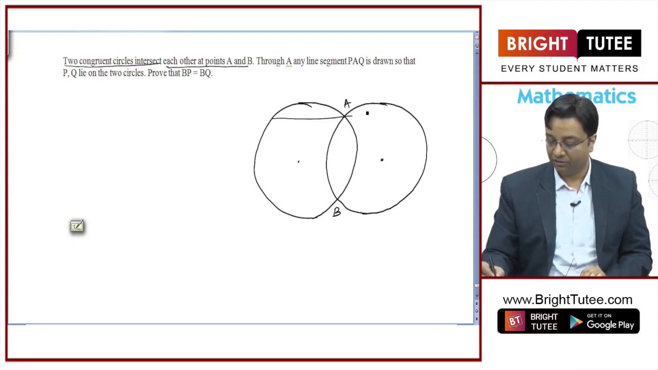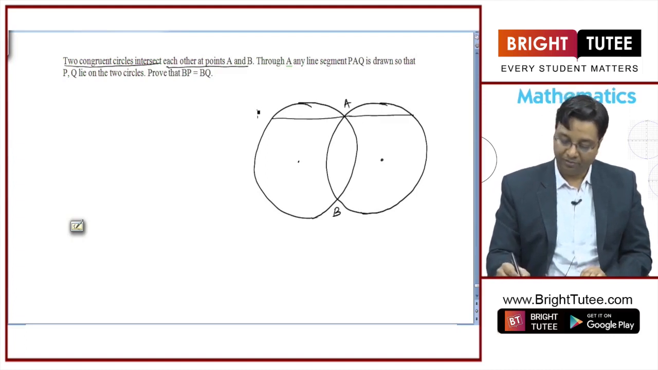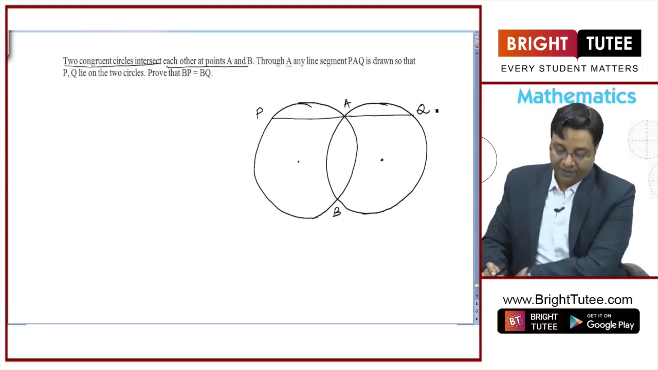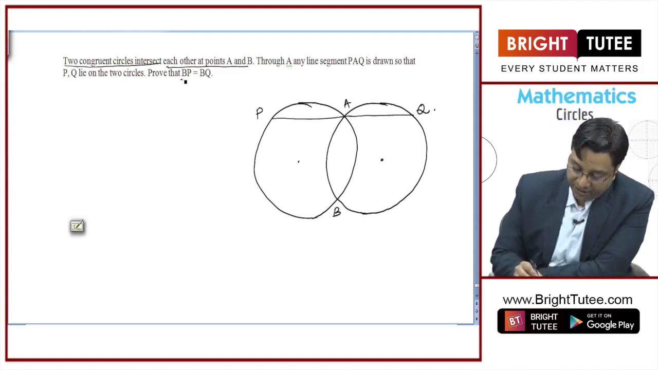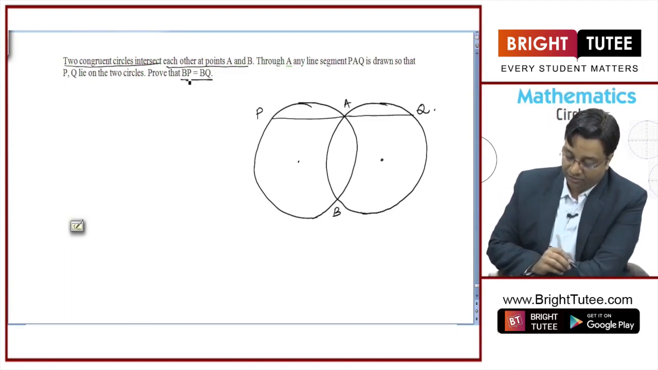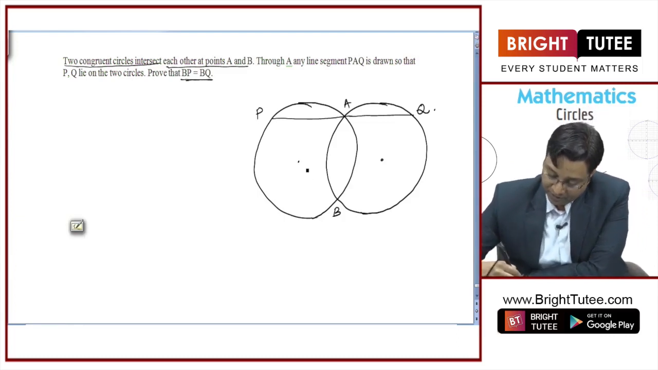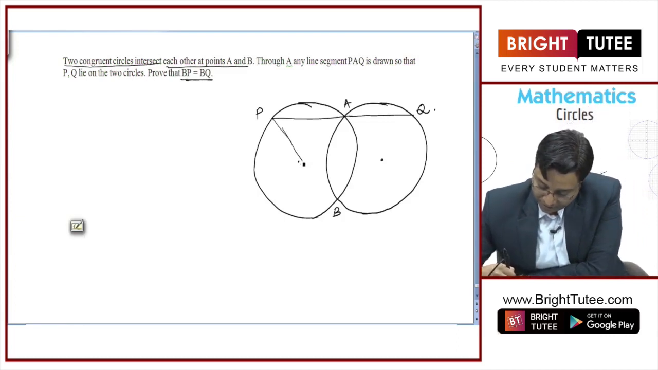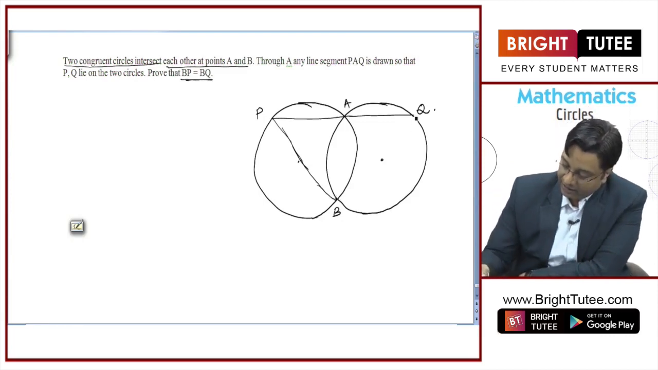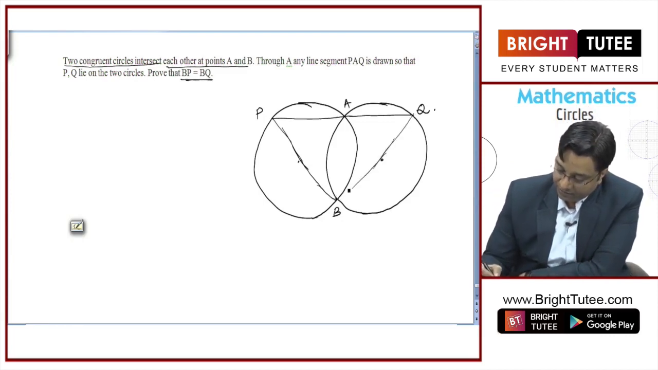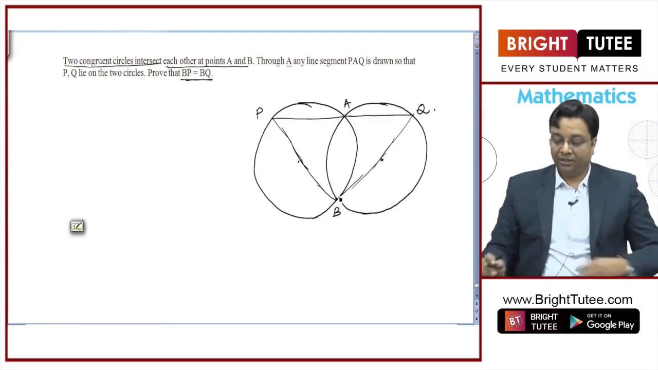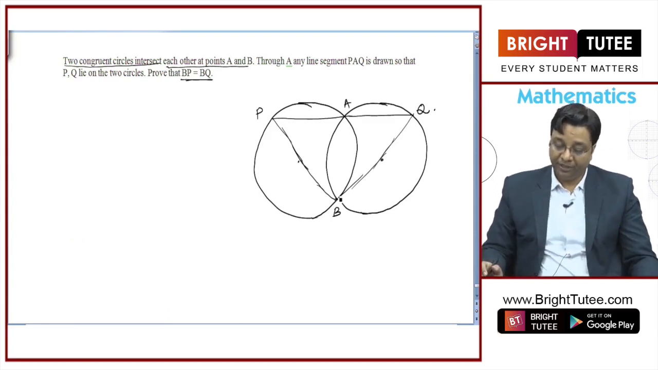So let me draw this line here, PAQ. Prove that BP is equal to BQ. What is BP? This is BP and this is BQ. So I need to prove BP equal to BQ.